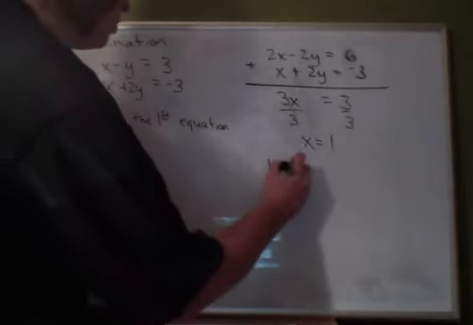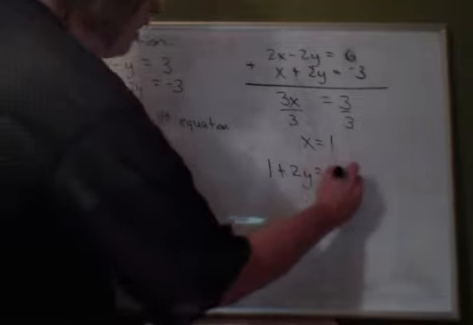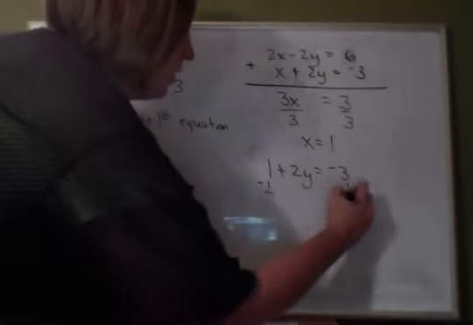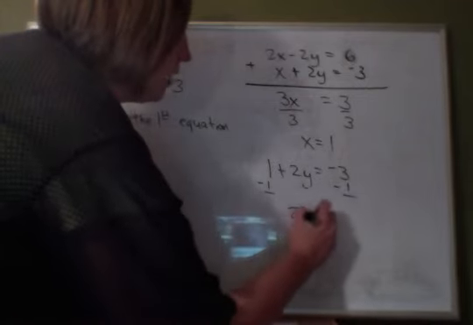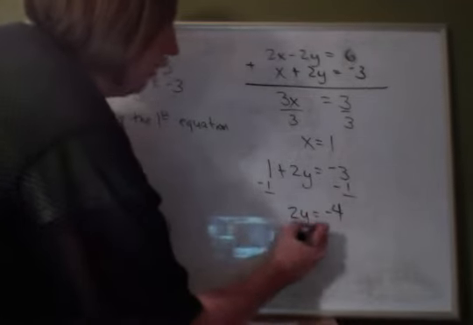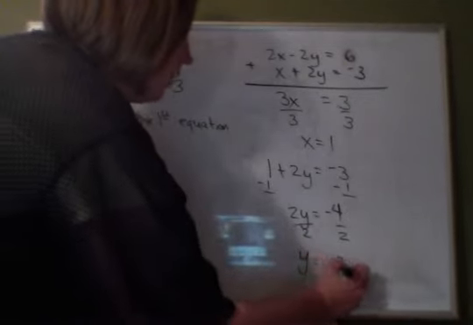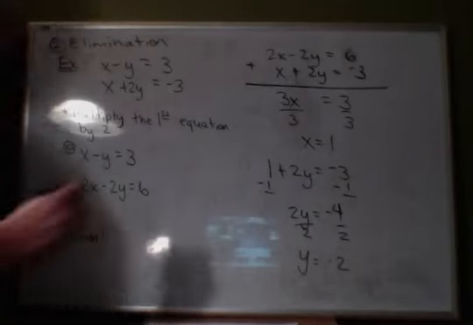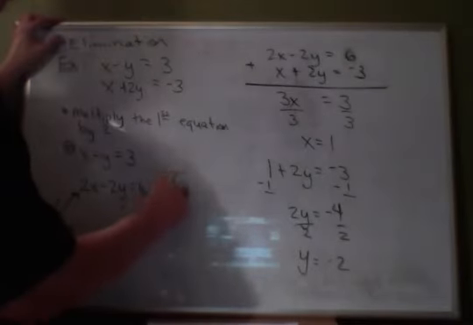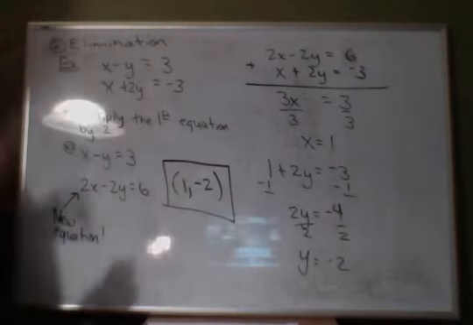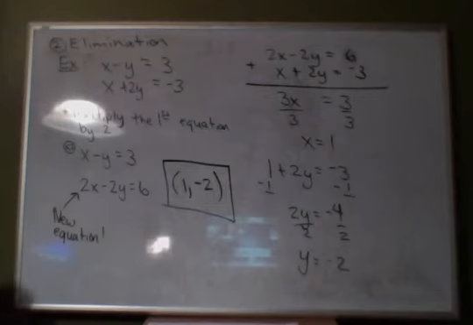So 1 plus 2y is equal to -3. Subtract 1 on both sides. So 2y is equal to -4. And divide both sides by 2 so that y is equal to -2. And then again, we're going to write our answer as an ordered pair. x is 1, y is -2, and there we have our answer to this particular problem.